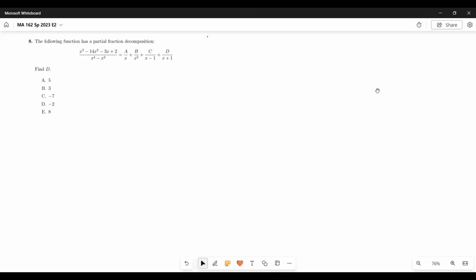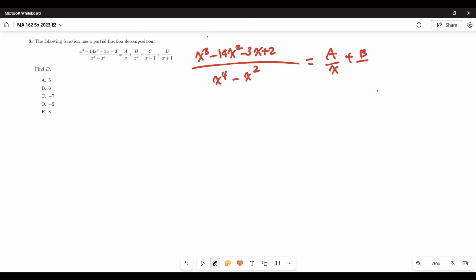Okay, this question asks: the following function has a partial fraction decomposition, and find D. Okay, let's write it. x cubed minus 14x squared minus 3x plus 2, over x to the 4th power minus x squared, is equal to a over x plus b over x squared plus c over x minus 1 plus d over x plus 1.